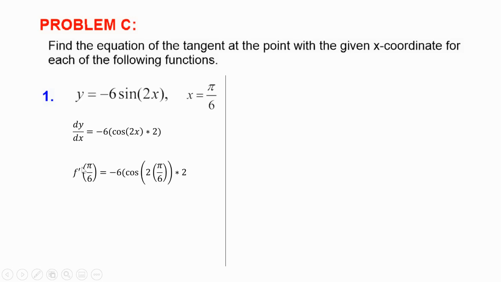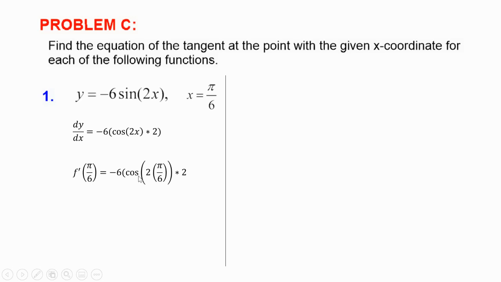So the f prime, that's your first derivative, of pi over 6 is minus 6 the cosine of this. Now, here's where your work with special angles comes in really, really handy. So you can use your calculators. I'm not going to tell you not to use your calculators, but essentially this works out to be the cosine of pi over 3, right? Because you're taking 2 pi over 6, which works out to be pi over 3.